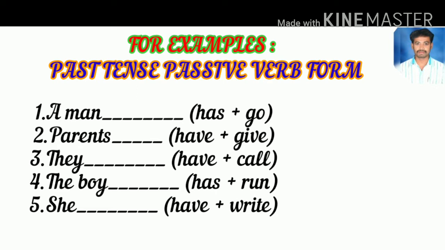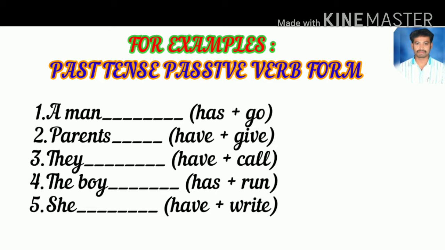A man, dash. Look there. What are the words in the bracket? One is has, and another one is go. I already told you the rule. If there is a verb with have form auxiliary verb, we give importance to the subject in the present tense, but in the past tense we do not give any importance to the subject. So whether singular or plural, if there is has or have in the bracket, we change it into had.